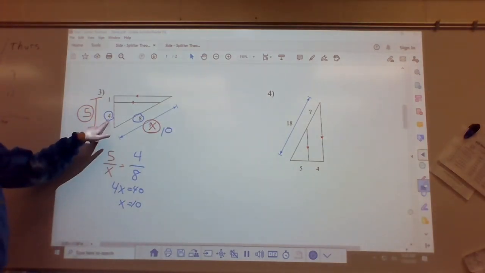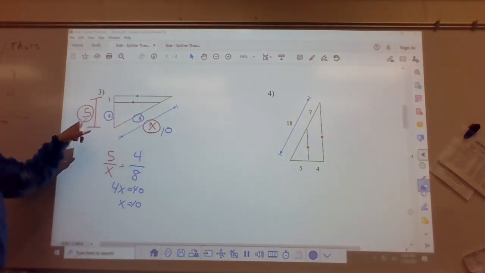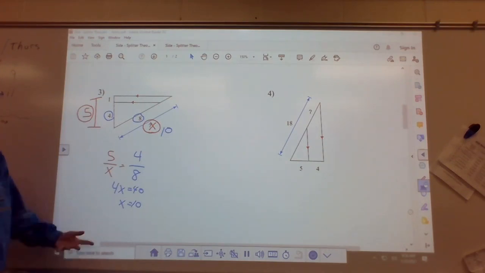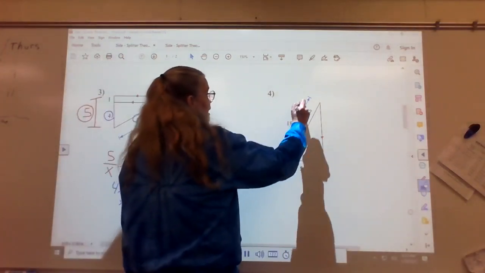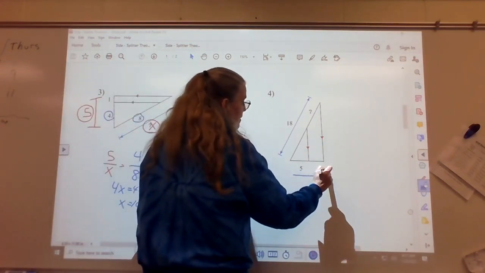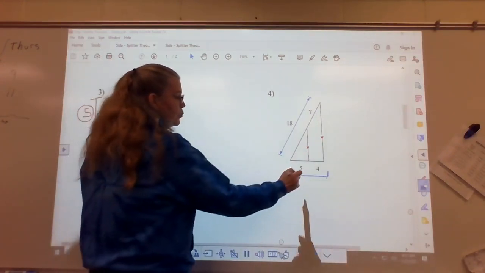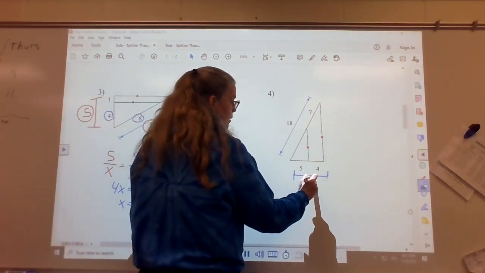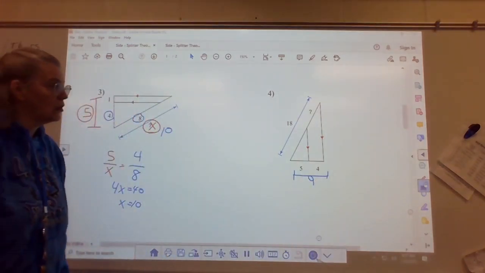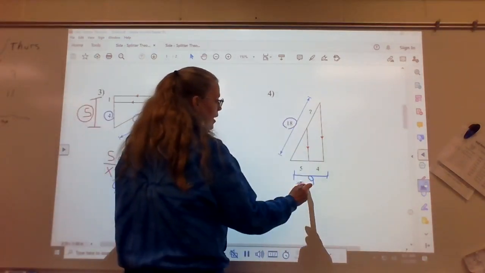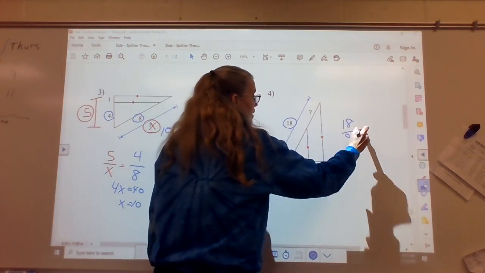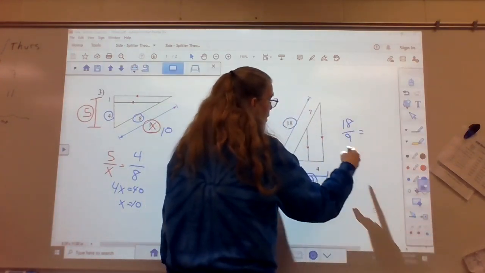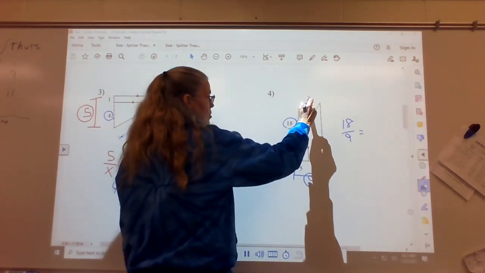And again, 4 twice as big as 8, 5 twice as big as 10. So it makes sense. Number 4 here. Again, I've got an entire side, which means I need this entire side. I can put a 9 here. 5 plus 4 is 9. So put a 9. So 18 will line up with the 9, equals, I've got an X here.